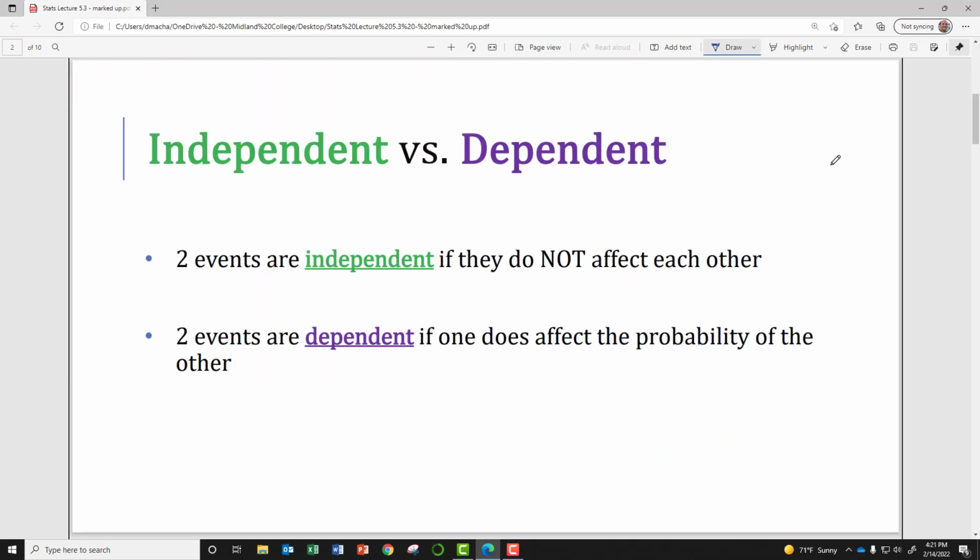Now, two events are independent of each other if they do not affect one another. And what I mean by that is the outcome or the success or the failure of one event does not have any bearing on the probability of success for the second event. And we say that two events are dependent if one of the events really does affect the probability of success for the other event. So maybe this is a little abstract, but we can give examples to really highlight what we're talking about.